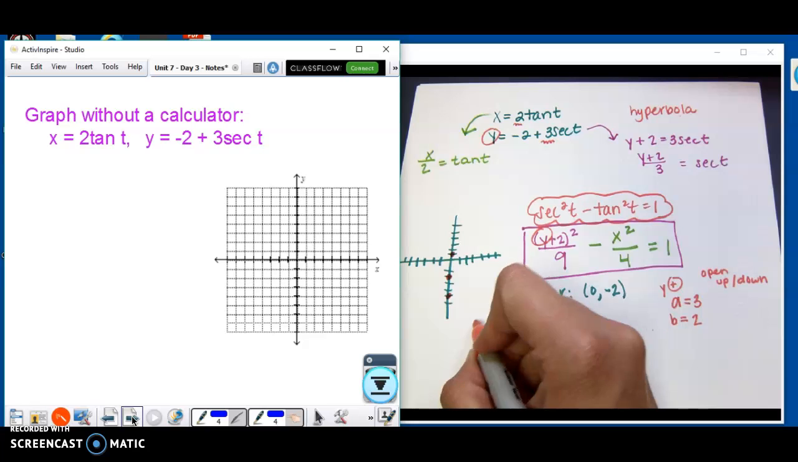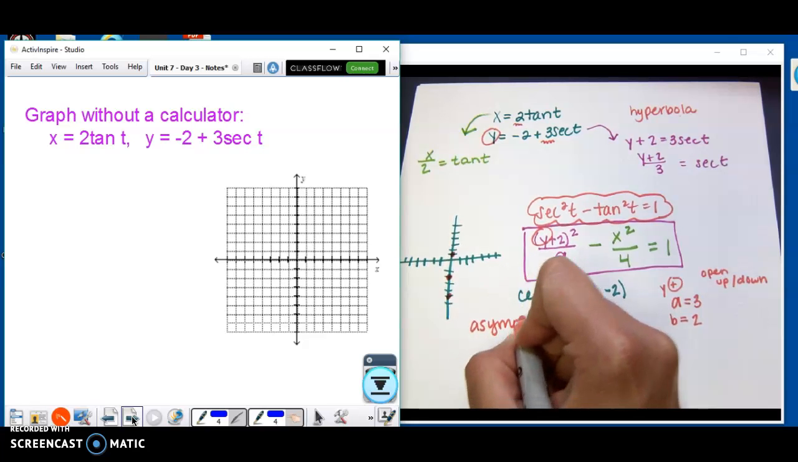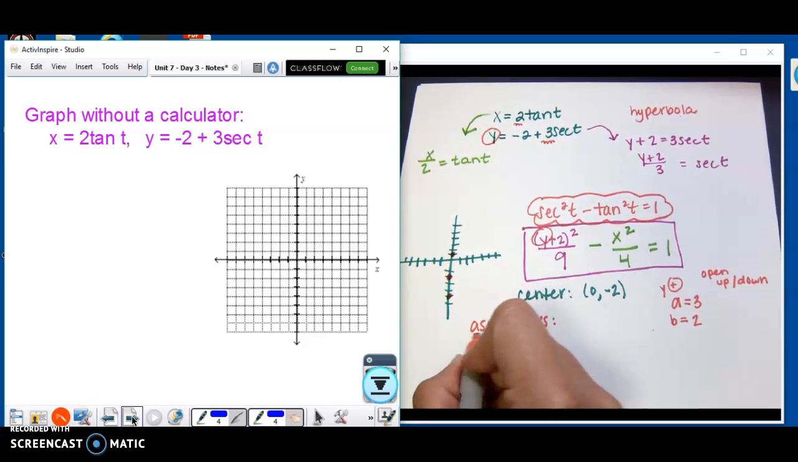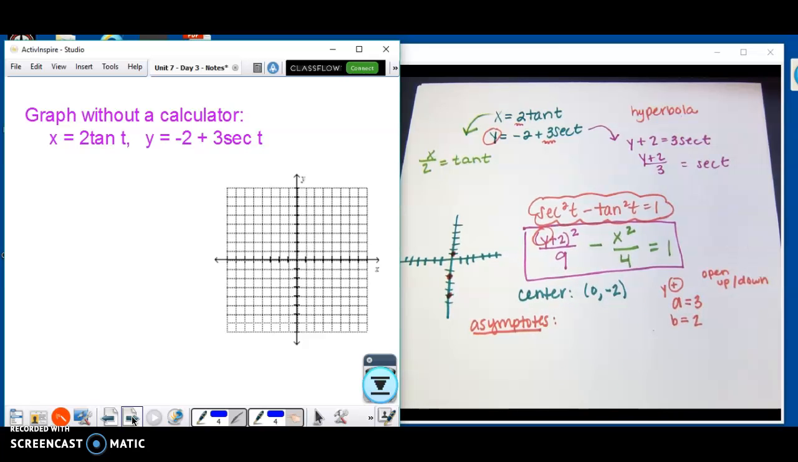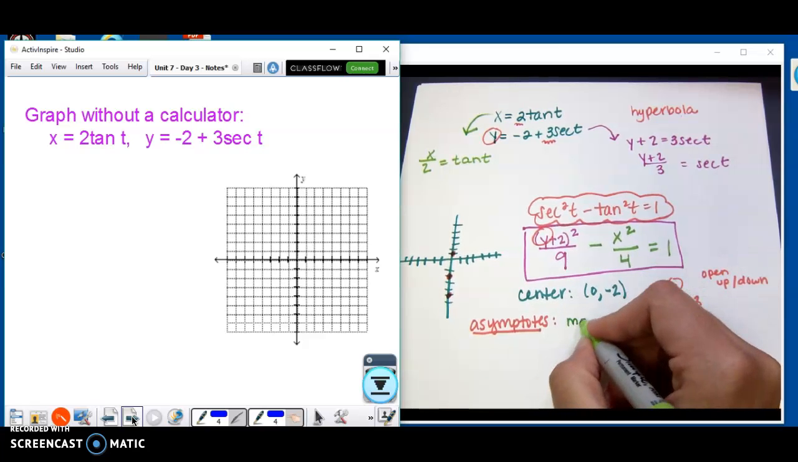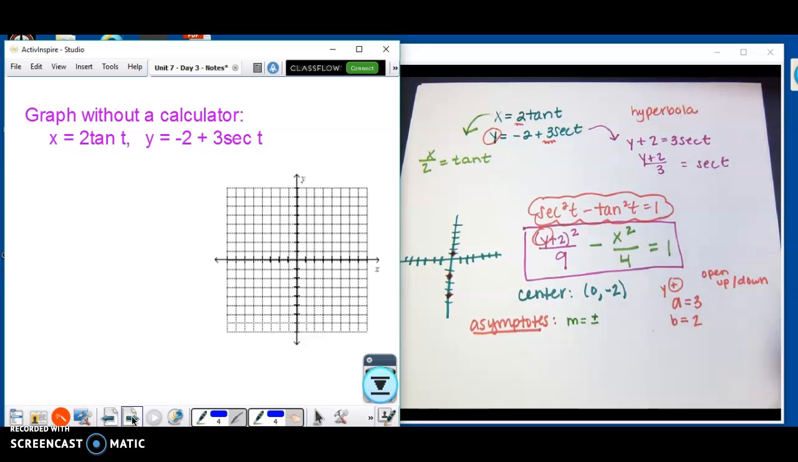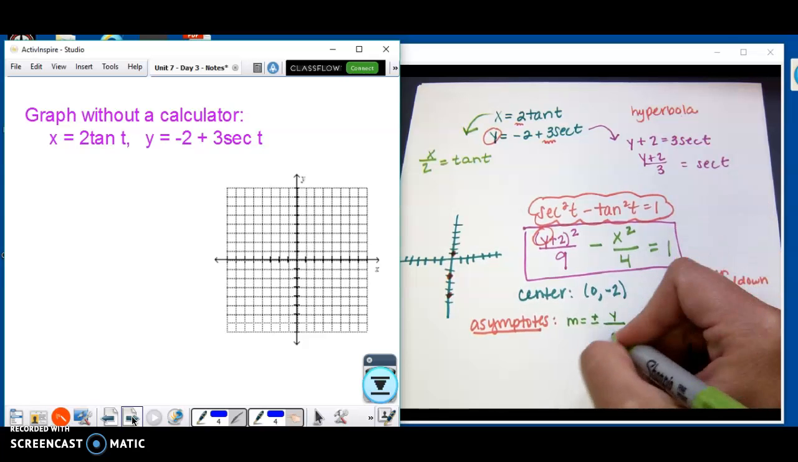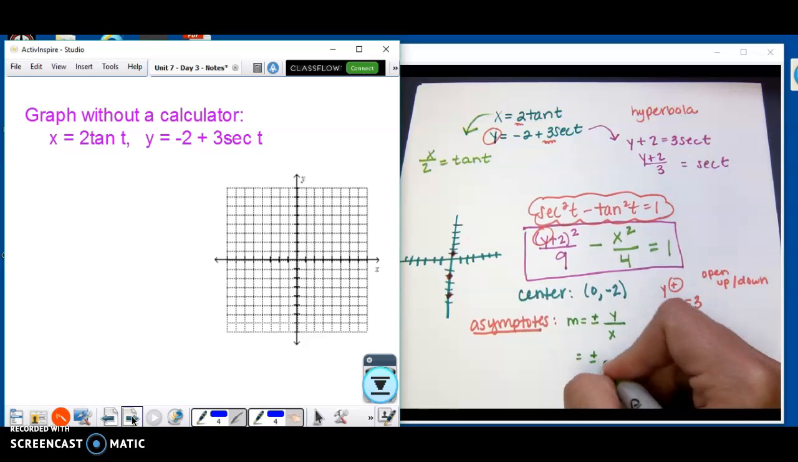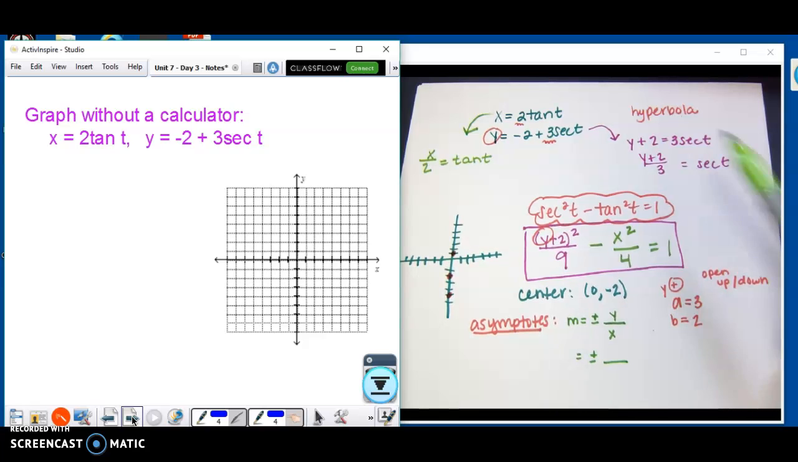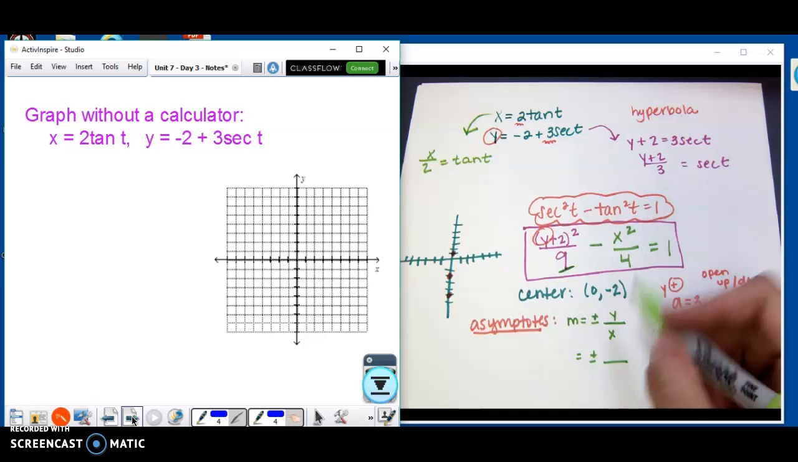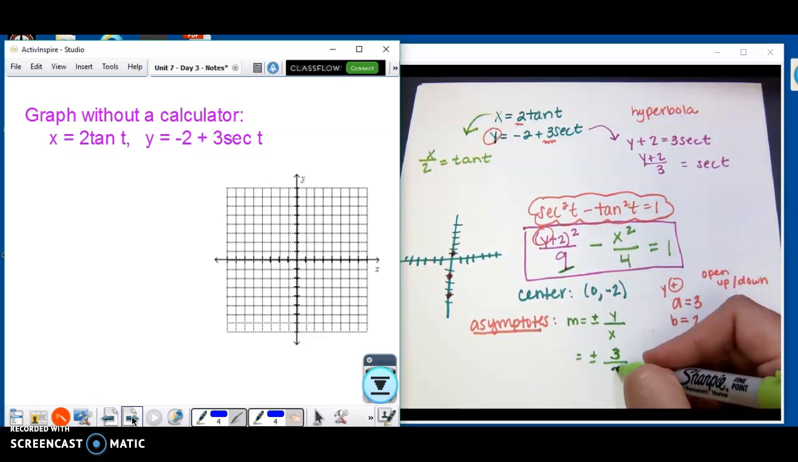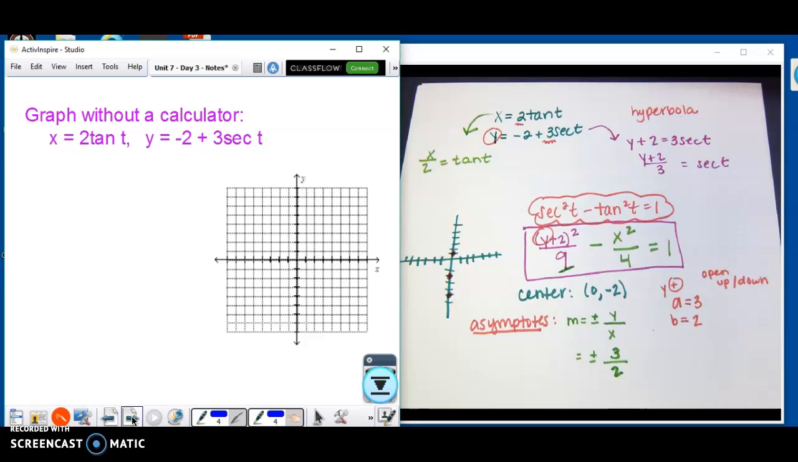Now if you remember, we have those asymptotes that help you figure out how wide your hyperbola is going to be. We can get the slopes of them. We always have 2, a positive one and a negative one. And slope is always rise over run, so think about y over x. For this problem, you're going to use the y value, which is the square root of 9, which is 3, over the x value. So your asymptotes are going to have slopes of plus or minus 3 over 2.